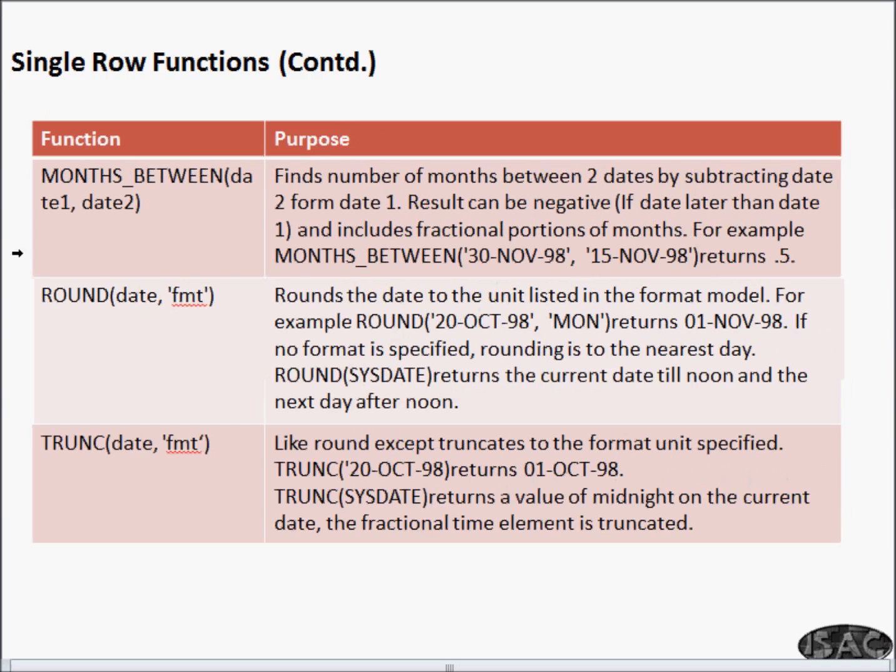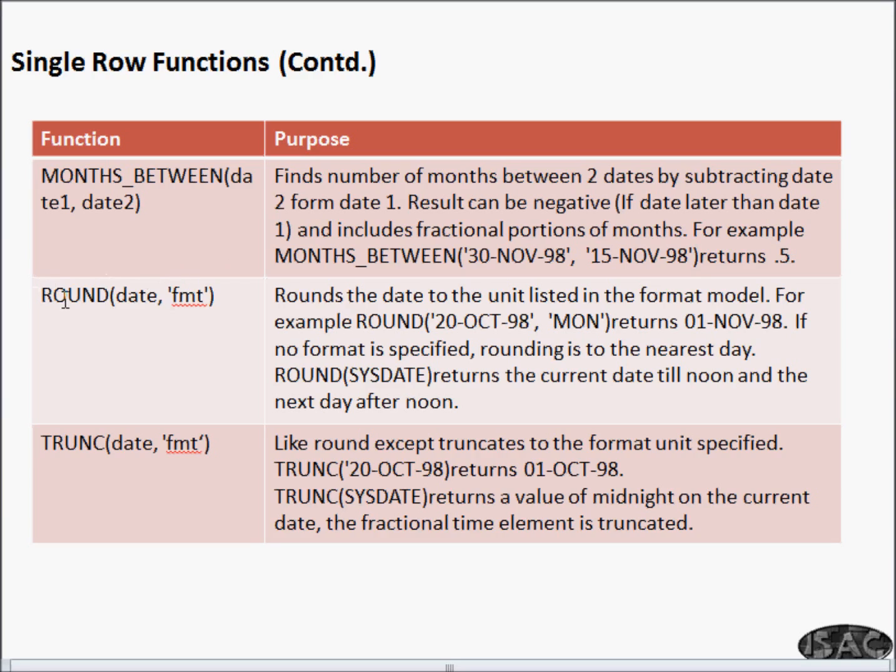There are some other functions like months between. How many months are there between these two dates, date 1 and date 2? So I can pass 30th November and 15th November, right? So it is saying 0.5, it's a half, right?